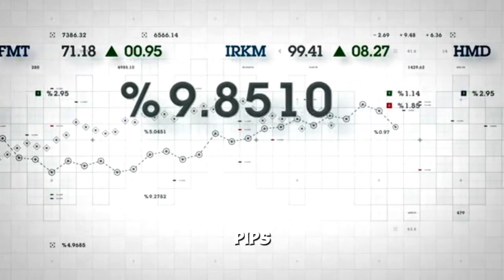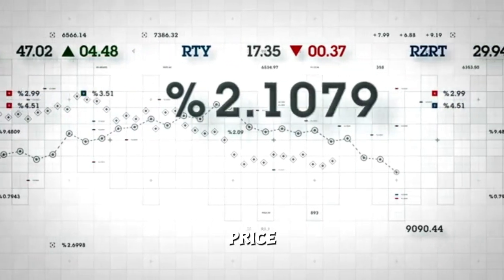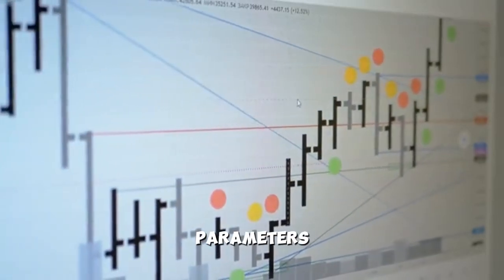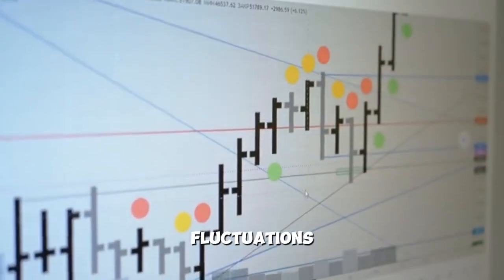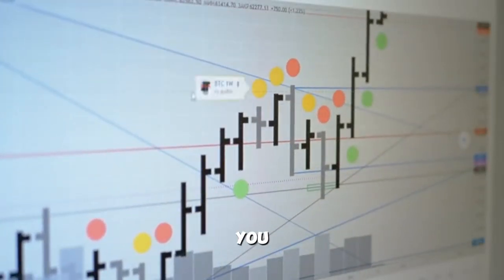Mastering the concept of pips is the first step toward quantifying your trading performance and understanding price action with professional clarity. It allows you to set precise risk parameters and profit objectives, transforming abstract market fluctuations into tangible, measurable data points that inform every decision you make.